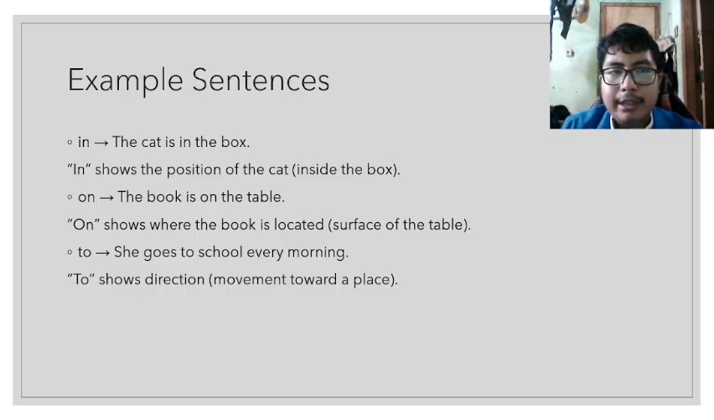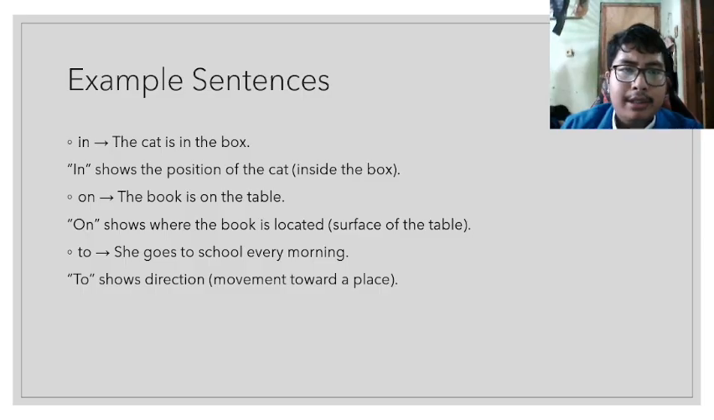For example sentences, for in: the cat in the box. In shows the position of the cat. On: the book is on the table. On shows where the book is located. To: she goes to school every morning. To shows direction.